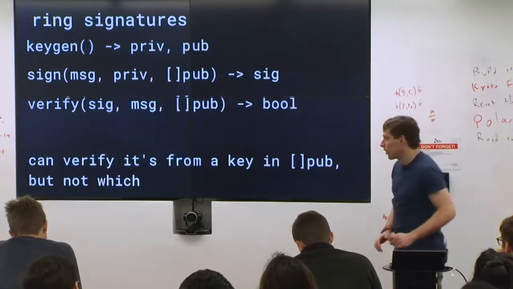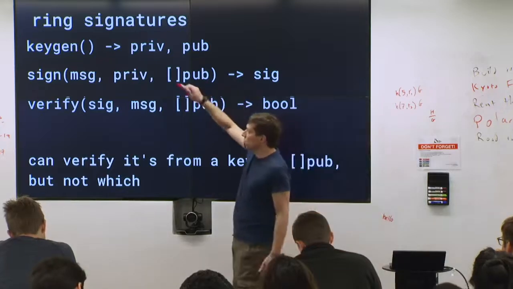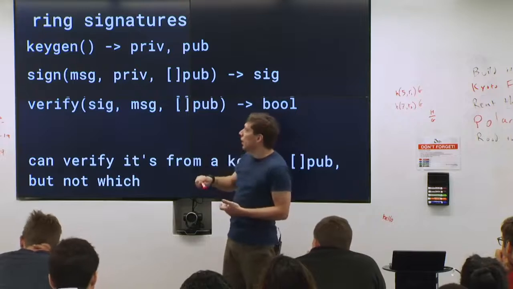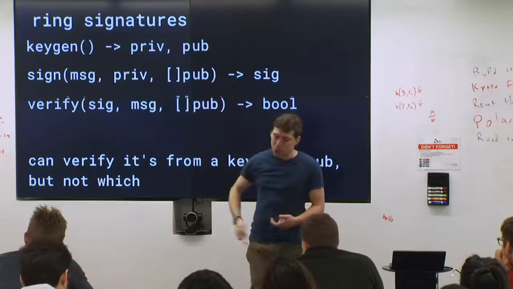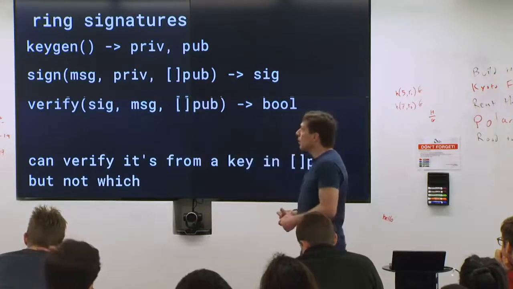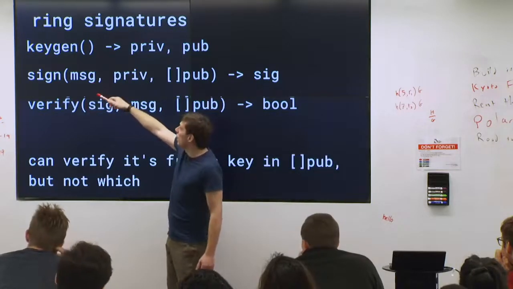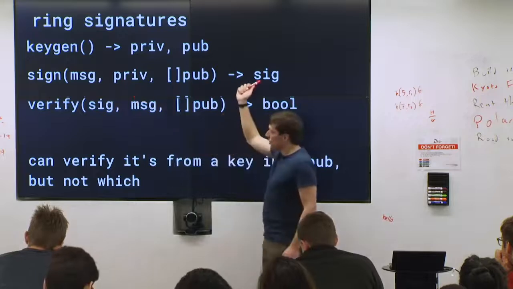So basically, it's the key generation step, same as before, right? You have some kind of key gen, takes in some randomness, and it spits out a private key and a public key for you. And you can use those later. Sign, on the other hand, used to just have the message to sign and your private key, and it would output a signature.